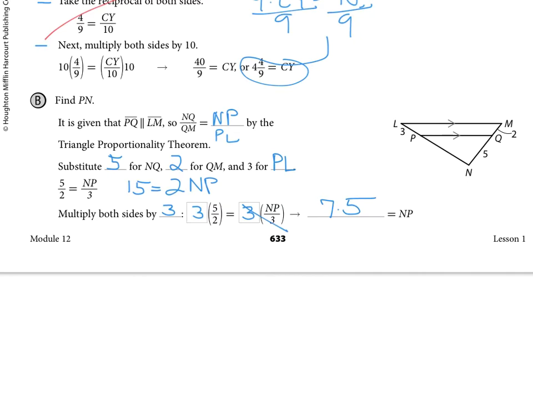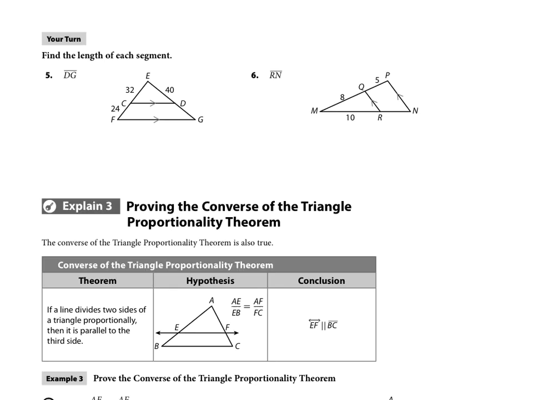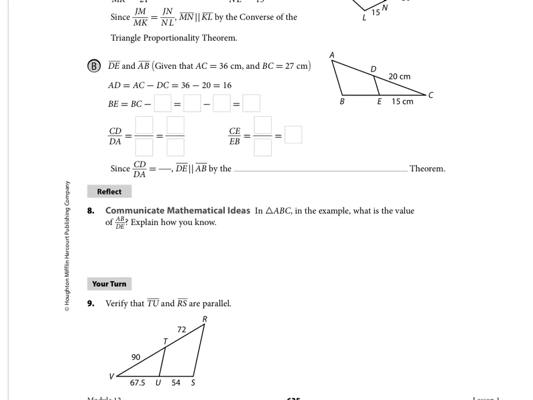So on the next page, you need to do your turn 5 and 6 here. Take a pause in the video and take some time to find the missing lengths, DG and RN, in those two problems using the triangle proportionality theorem. Alright, hopefully you've solved those your turns after you've taken a little pause here. We're going to move on and go to page 635 next.